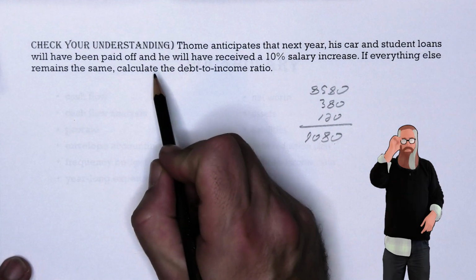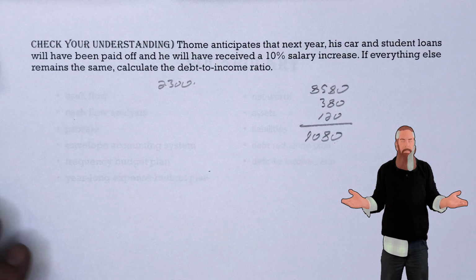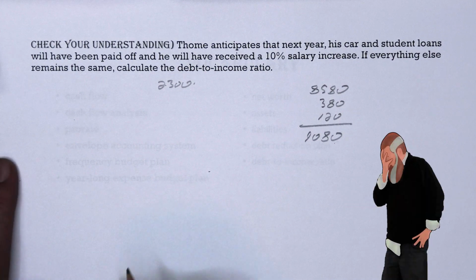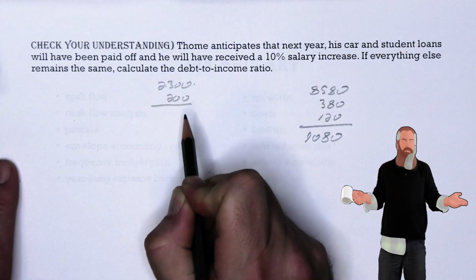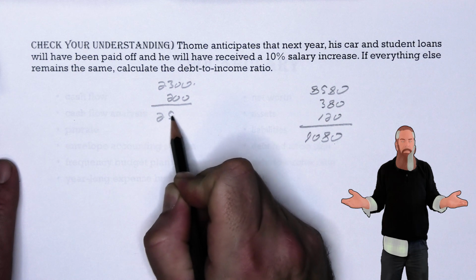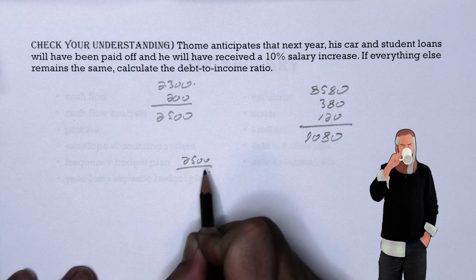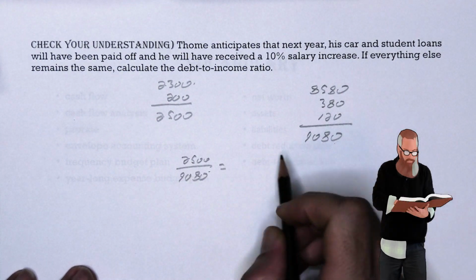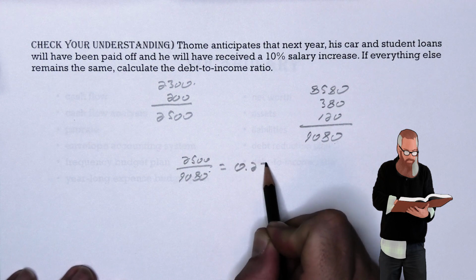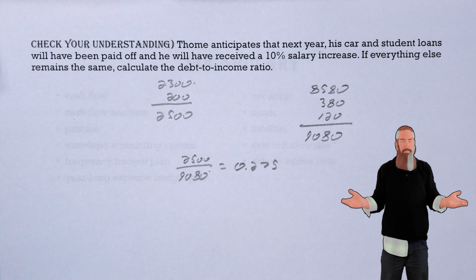As far as liabilities, he would still have a mortgage payment of $2,300. If his student loan payment was gone and car payment was gone, he would still have his monthly credit card payment of $200, meaning he would have liabilities of $2,500. So $2,500 being his debts over $9,080 being his pre-tax income would give us 0.275, meaning he would have approximately a 27.5% debt-to-income ratio. Much better.